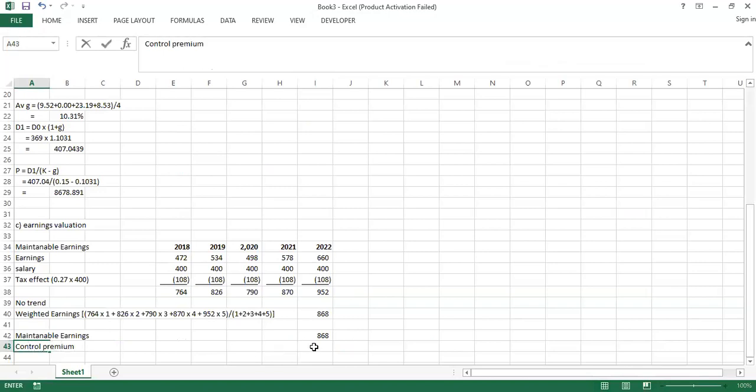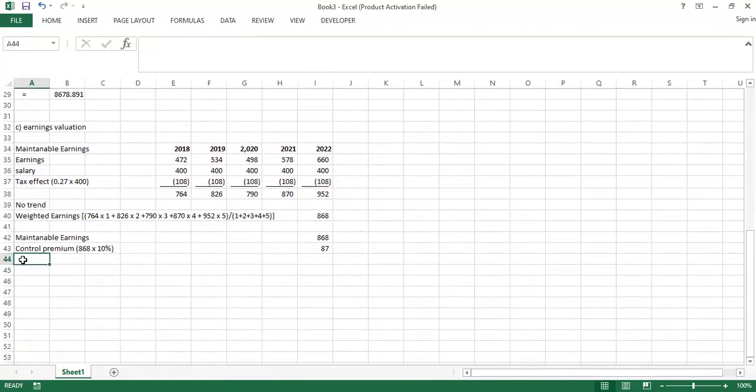What is a control premium? It's basically the gain that you get from being able to control a company by virtue of the shares that you are buying. So remember our range, somewhere between 10 and 15%. If it's a control premium, then it should add to the value of this company, because there is more that you pay for a company that you are going to control. There is a fee.